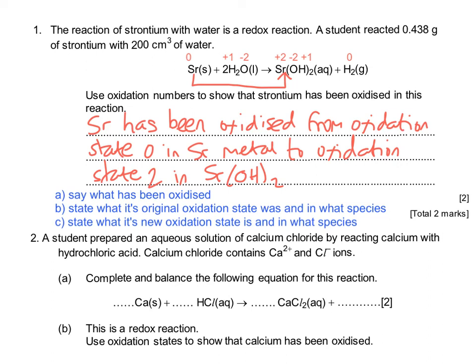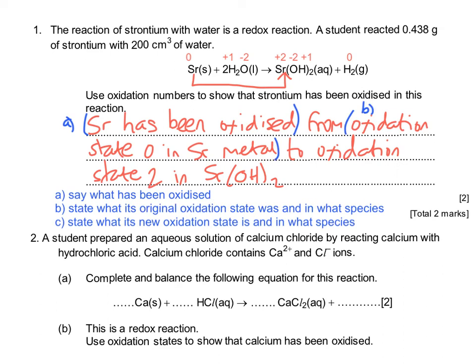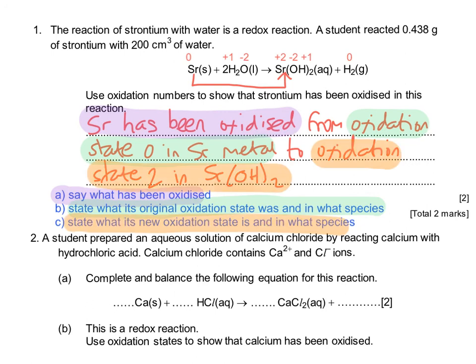So this is the technique you need to use. You state what's been oxidized. You state what its original oxidation state was. And then you finally state what its new oxidation state is and in what species. So to clarify that in another way, you say what's been oxidized, in this case strontium. You say that it was in oxidation state 0 in strontium metal. And then finally what its new oxidation state is and in what species.